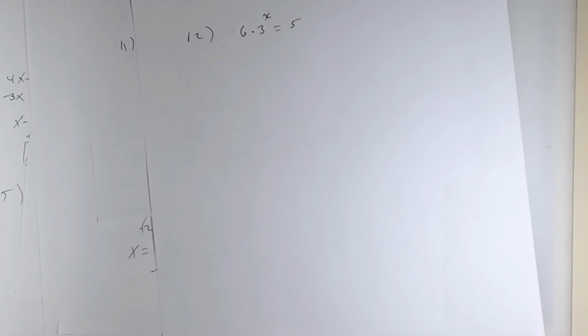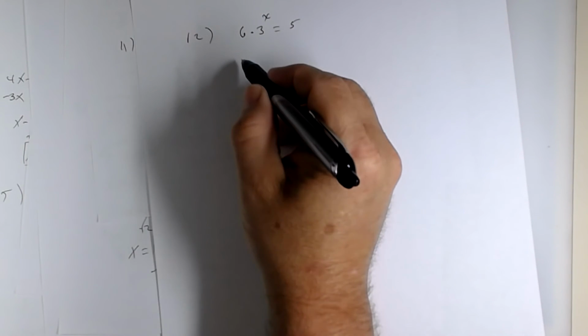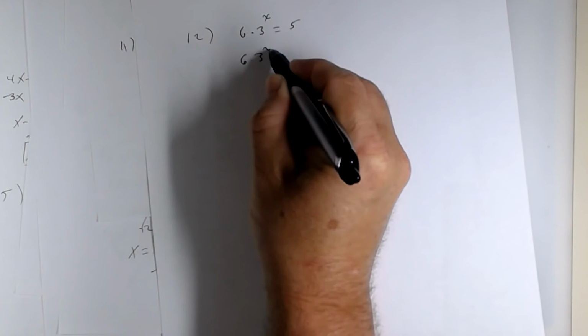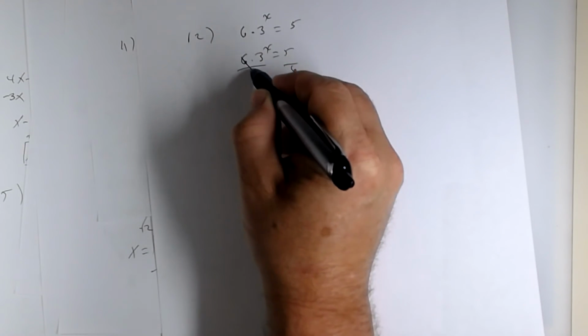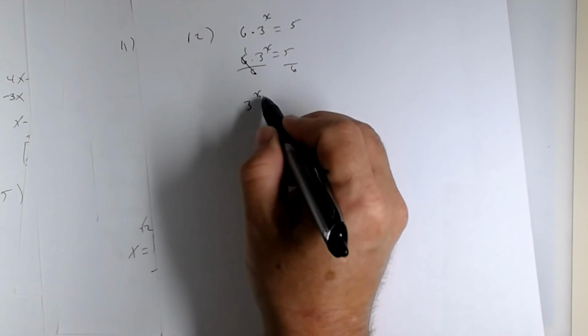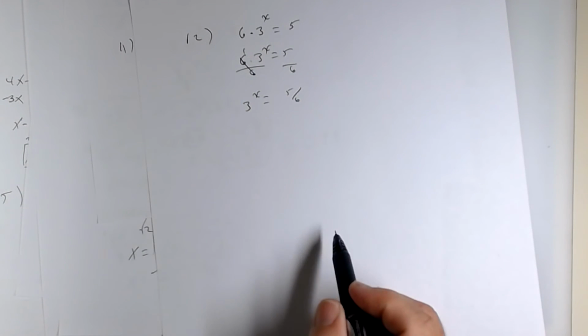Okay, 6 times 3 to the x equals 5. What are you going to do first? Divide by 6. 6 is divided out, so you're left with 3 to the x equals 5/6. What's the next step?